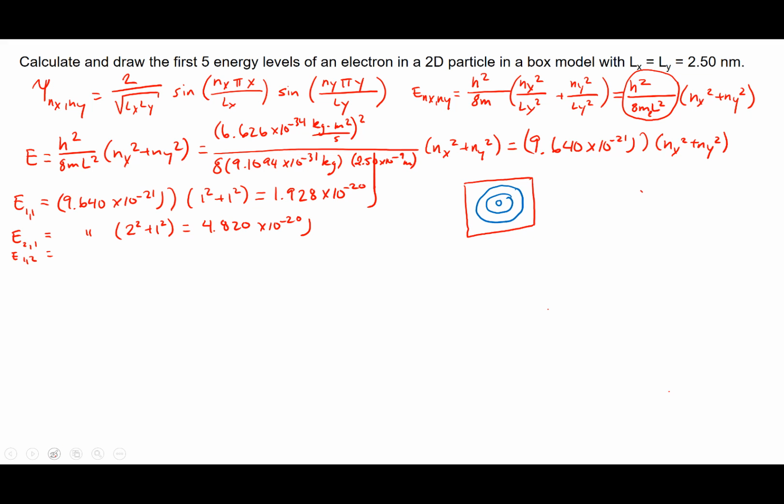So this right here is the nx equals 1 and ny equals 1 energy level. Now for the other ones that we just did, if we have the nx equals 2 and ny equals 1 energy level, one important thing to think about is that we know from the 1D particle in a box that if you have an n value equal to 2, you're going to have one node, and it's going to be at the halfway point.